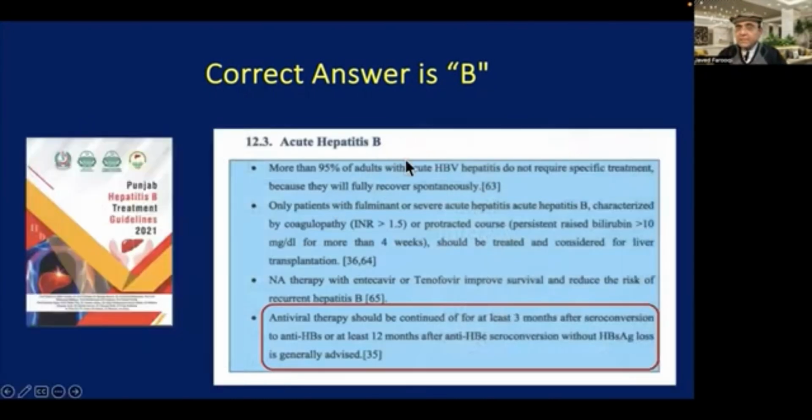Again, this is our national guidelines as well, and it's saying the same, that antiviral treatment should be continued for at least 3 months after seroconversion to anti-HBs, or at least 12 months after the anti-HBe antigen seroconversion.